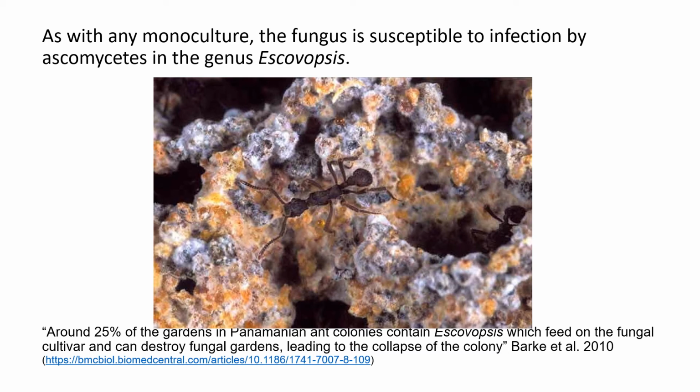Around 25% of the gardens in a Panamanian ant colony contain Escovopsis, which feeds on the fungal cultivar and can destroy fungal gardens, leading to the collapse of the colony. So we have these underground fungal gardens, and about a quarter of them contain this intensive pathogen that's capable of wiping out the whole garden and collapsing that ant colony because it's their only food source.